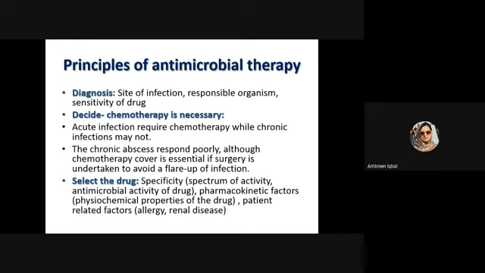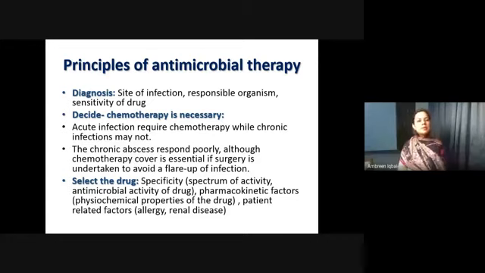Then always decide whether chemotherapy is necessary in the case you are going to treat. So there are two cases: acute infection and chronic infection. In acute infection, usually chemotherapy is useful, because that is the point when the infection is actually reproducing and multiplying. While in chronic infection it is not required, because the bacteria have completely multiplied and reproduced so many copies that they have invaded almost all sites in your body. And so chronic abscesses respond poorly to antimicrobial therapy. Although chemotherapy cover is essential if surgery is undertaken, to avoid a flare-up of infection, it serves less as a response.